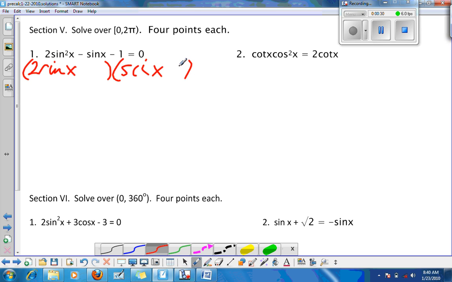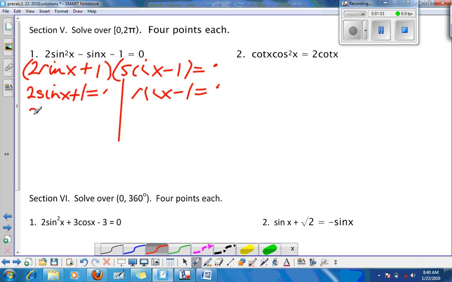And I know I have to have a 1 and a 1 to multiply to give me 1 there. And then for my signs, I need a minus here and a plus here. And this is still equal to 0. So then I set each factor equal to 0. 2 sine x plus 1 equals 0. And sine of x minus 1 equals 0. And then I solve each side separately.